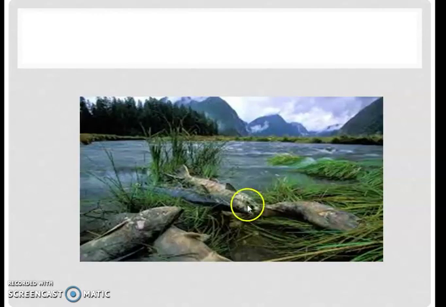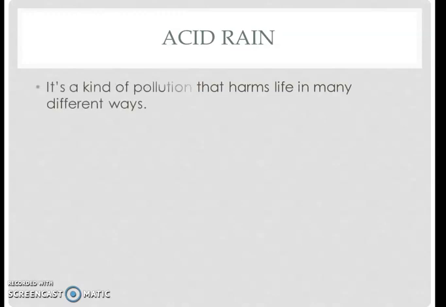Even here, fish die inside the water. A rain happened, and after the rain, fish die. All these things happen because of a type of pollution we call acid rain. We define acid rain as a kind of pollution that harms life in many different ways. Like in the previous pictures, you have seen how life is disturbed in different ways. So this type of pollution is called acid rain.